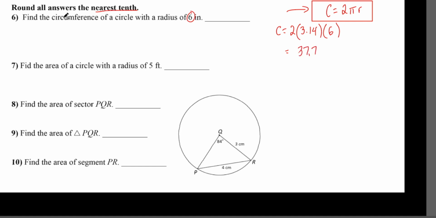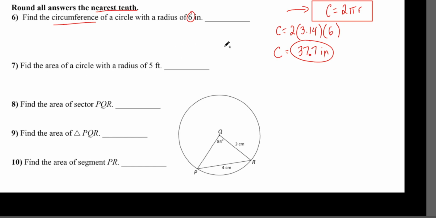It's in inches. Do we square it? No, because it's the circumference. The circumference is just a distance. We're not finding the area on number 6. We're just finding the circumference. So you just keep it inches. Everybody see that? Circumference equals that. Super easy. Everybody should be able to get that problem right. We good? Let's keep going.